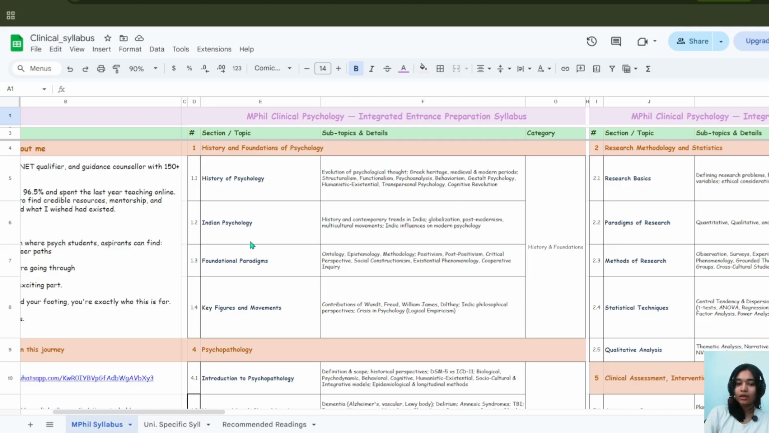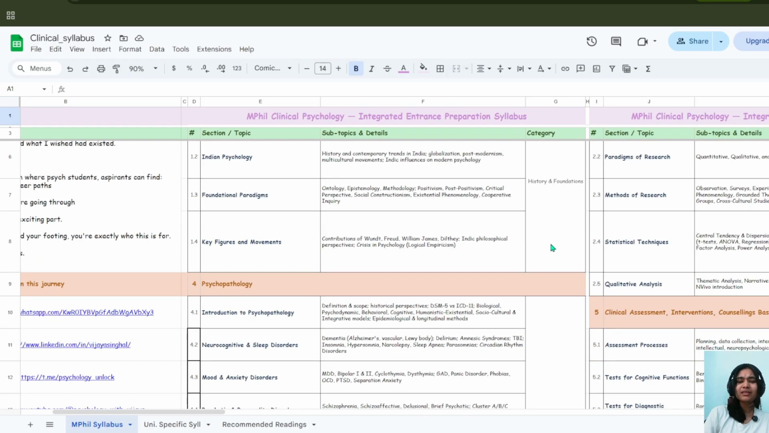Then Indian psychology. Indian psychology is all about how it came into being and what the different thoughts of Indian psychology are. Then the paradigms, which are epistemology, methodology, positivism, post-positivism. All of these methodologies and paradigms are basically what make up the structure of the schools of thought of psychology. So you should have gone through paradigms as well. Then these are just the key movements, like how Wundt was influential, then Freud and James. So that is how you have to go through that.